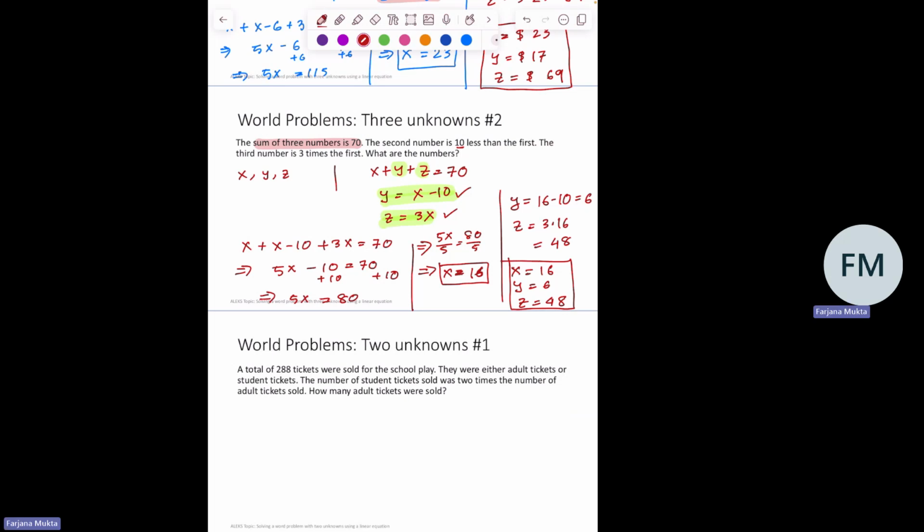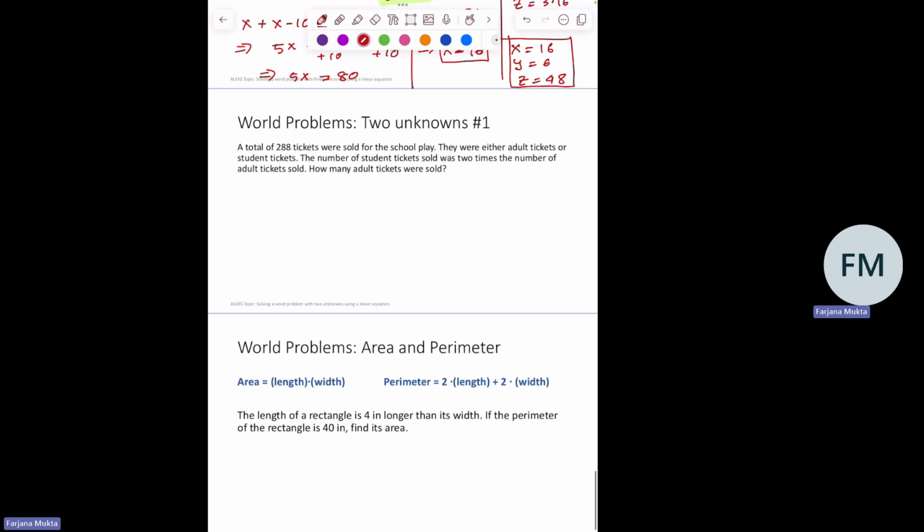All right. So the third one, we'll follow the steps again. So it says a total of 288 tickets were sold in a school play. They were either adult tickets or student tickets. So two types of tickets, right? So let's assign variables. Number of adult, x. Number of student, y. Okay, now let's interpret in terms of a mathematical equation.